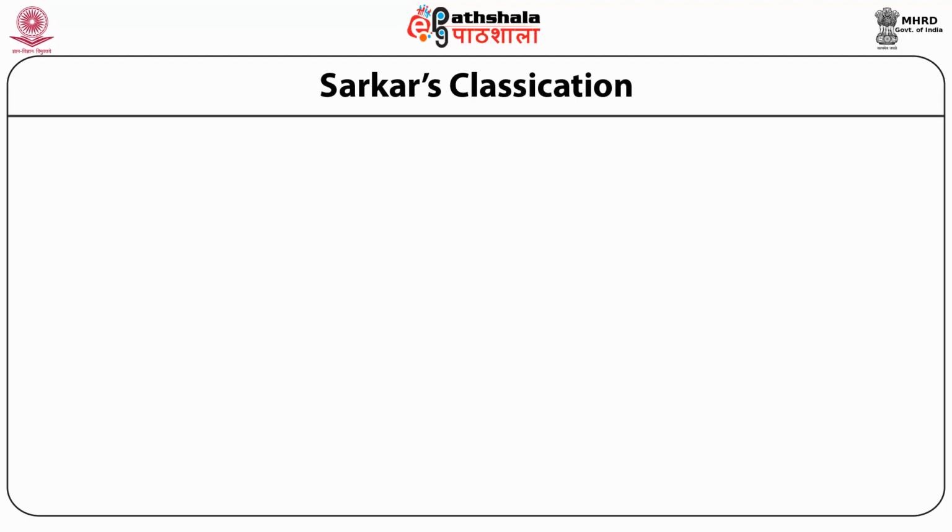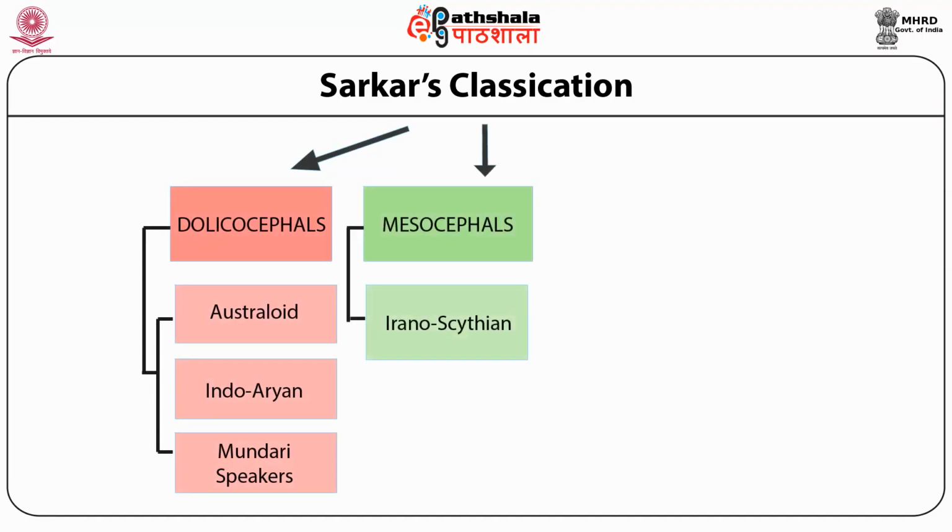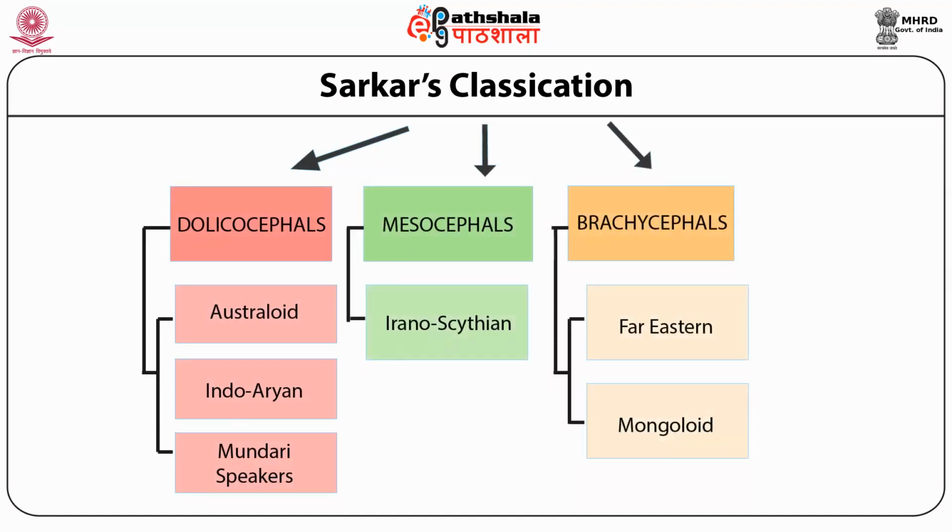Sarkar's classification. As already mentioned, Sarkar classified the population into three types, that is Dolichocephals, Mesocephals and Brachycephals. Although Sarkar's classification was more convincing than any other classification, contemporary anthropologists are still trying to solve the problem of racial classification of India.